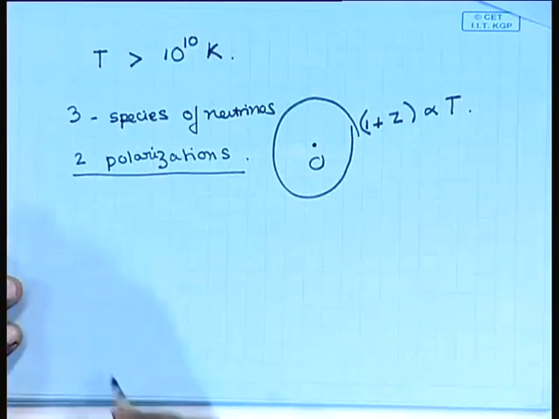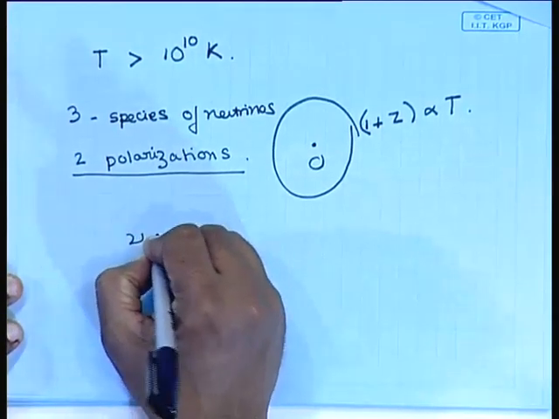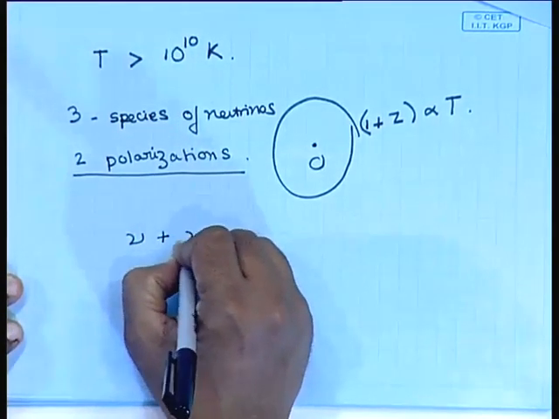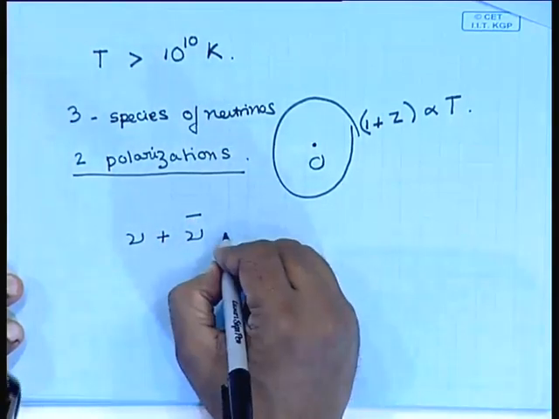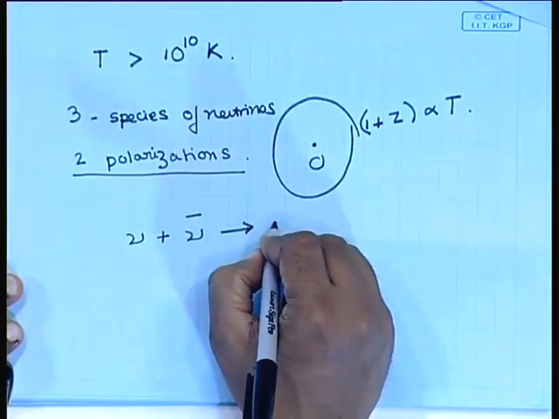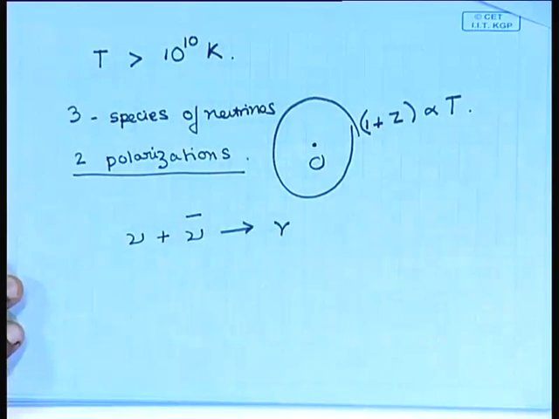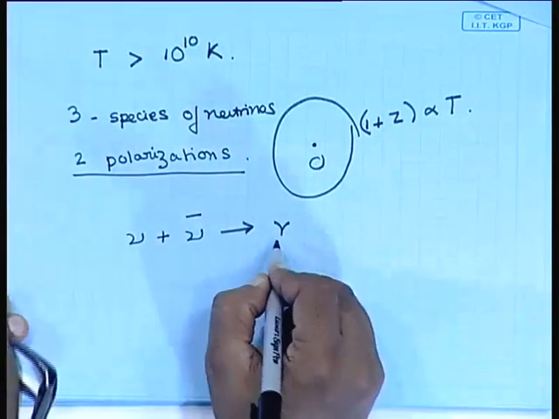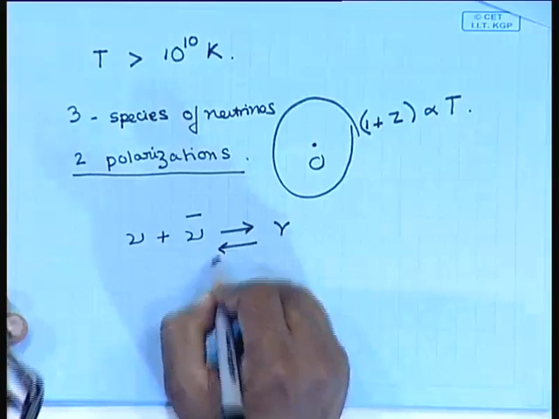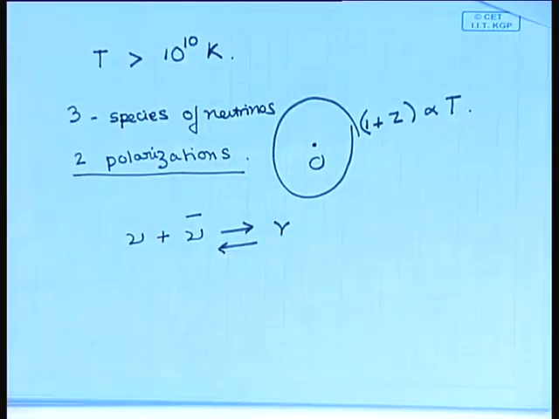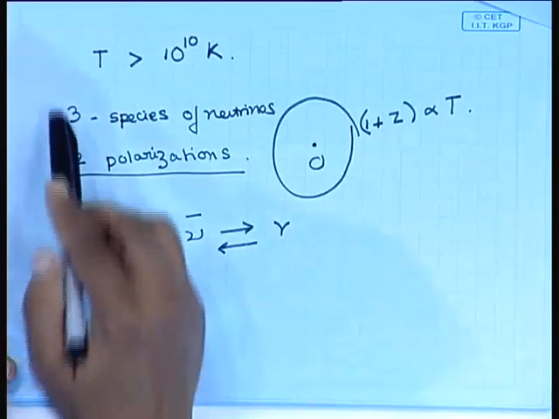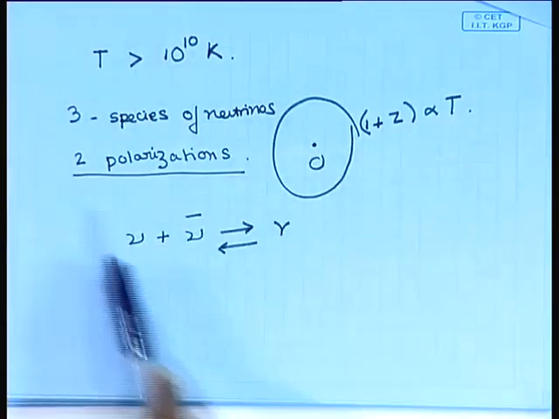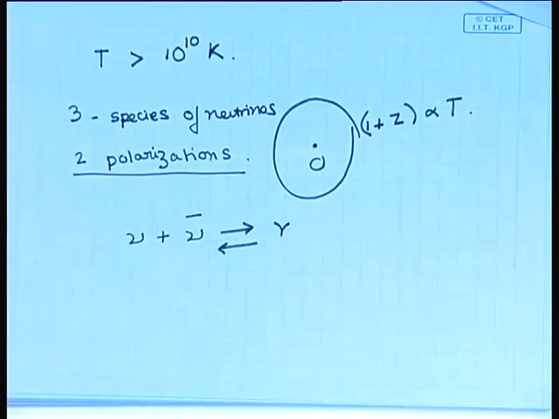And in equilibrium, the neutrino and antineutrino can combine to give photons, and a photon can spontaneously produce a neutrino-antineutrino pair. So when the CMBR is sufficiently hot, more than 10 to the power 10 Kelvin, these will be in equilibrium through this reaction.